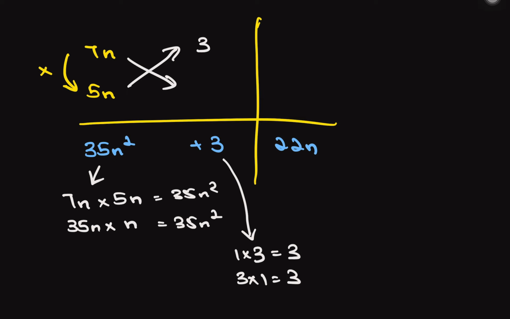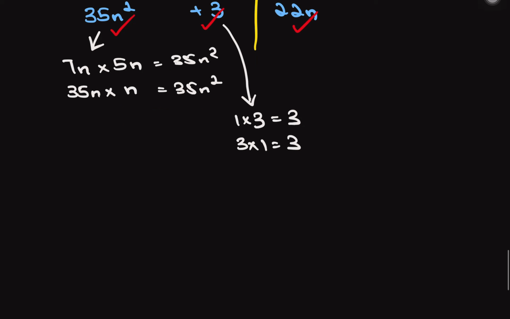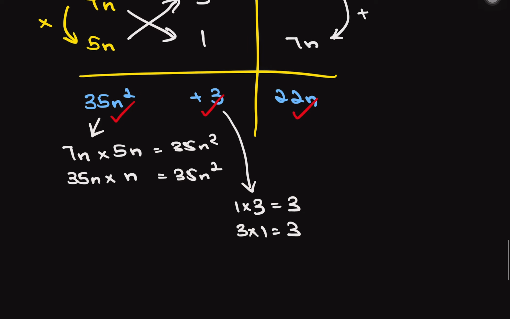Now let's change the placement of this. Let's put 3 at the top and 1 at the bottom. So 5n times 3, we get 15n, and 7n times 1, we will get 7n. Now when we add the two terms, 15n plus 7n, we will obtain 22n. So therefore, all the terms are satisfied. And to write our answer, we will just put it as 7n plus 3 and 5n plus 1 equals 0.